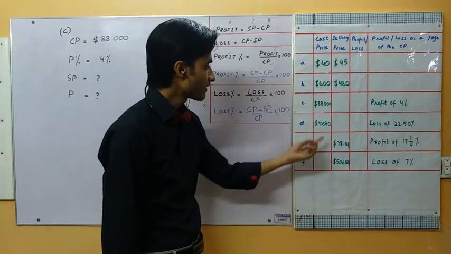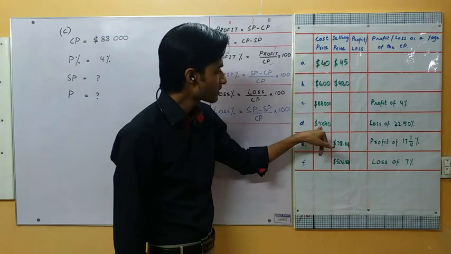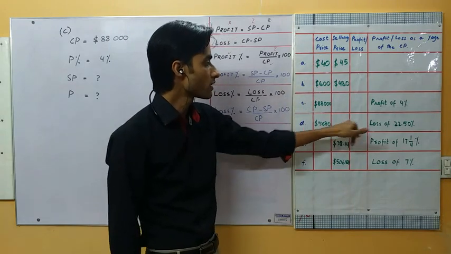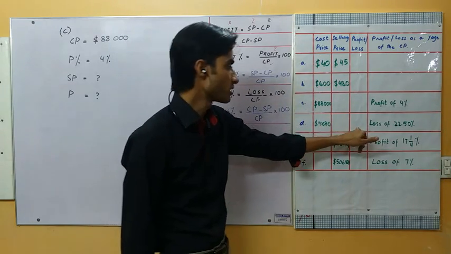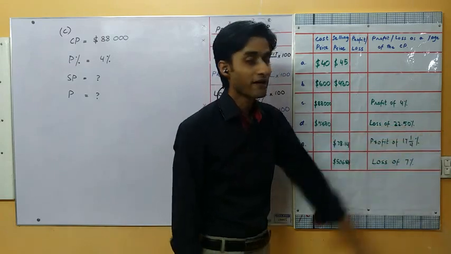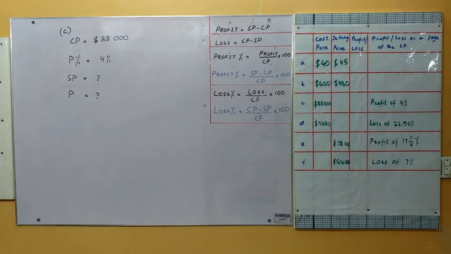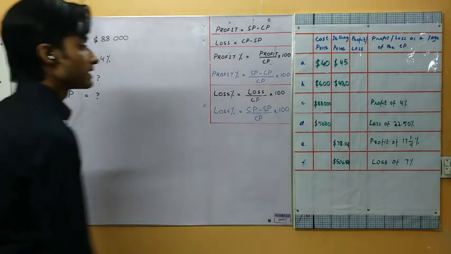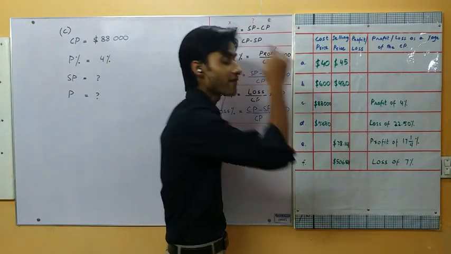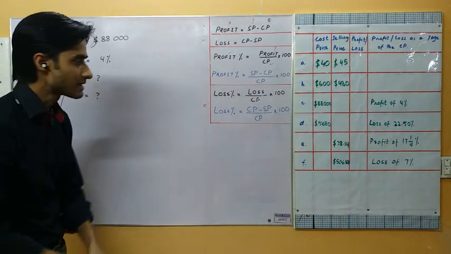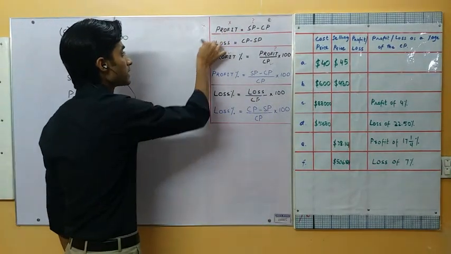In part D, what are the things available? Cost price is given, this is $5,680. Selling price is not there. Profit or loss, that you have to see. Loss of 22.50%. Since the percentage of loss is given, then definitely this is the loss that we have to find out. This case is almost identical to that of part C.